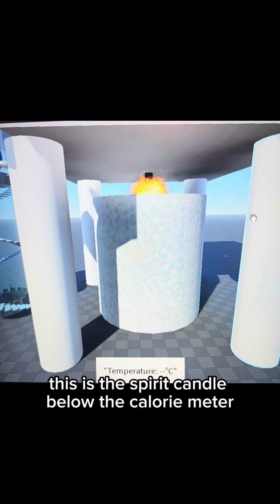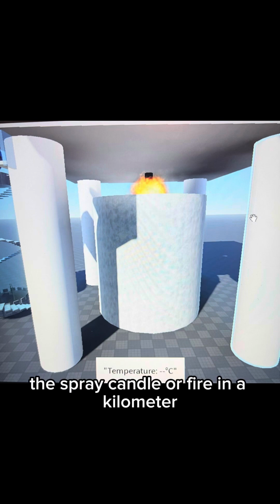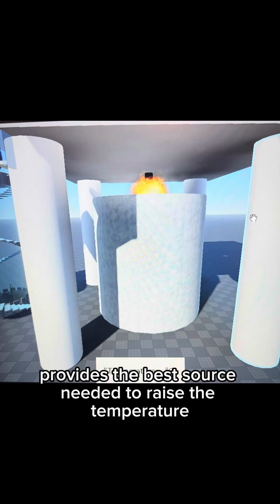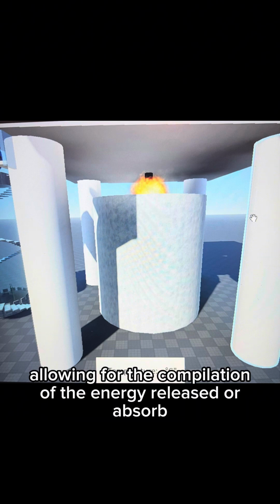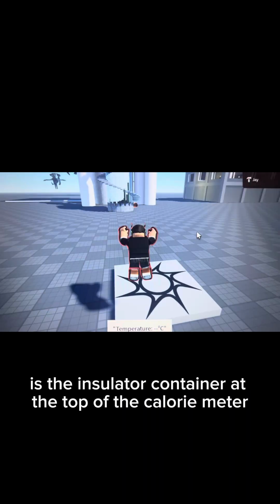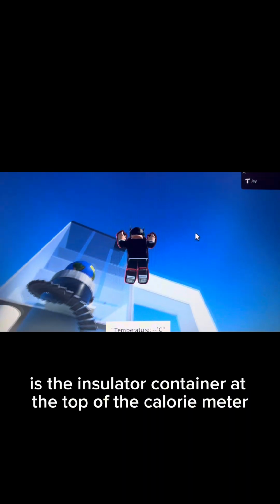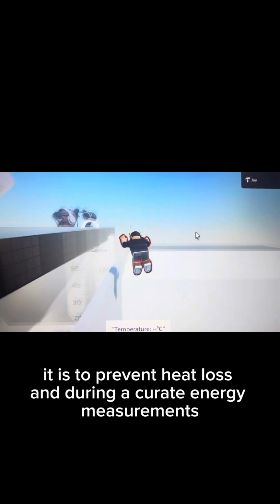This is the spirit candle below the calorimeter. The spirit candle, or fire, in a calorimeter provides the heat source needed to raise the temperature of the substance being measured, allowing for the calculation of the energy released or absorbed. This is the insulator container at the top of the calorimeter. It is to prevent heat loss, ensuring accurate energy measurements.